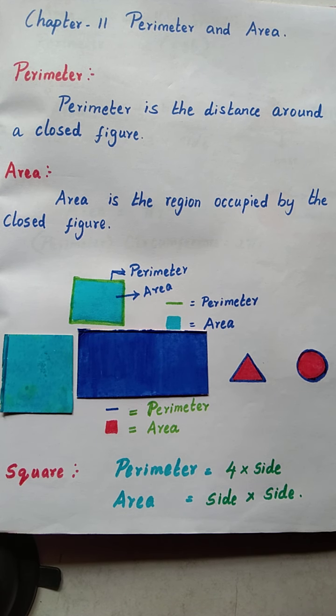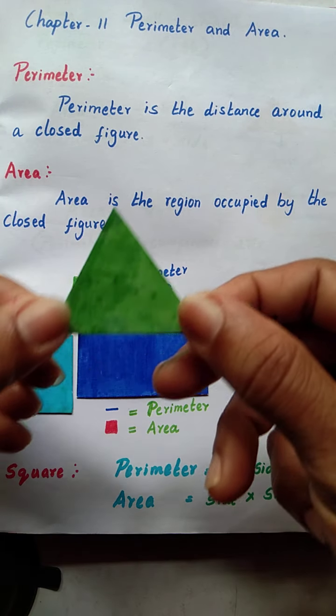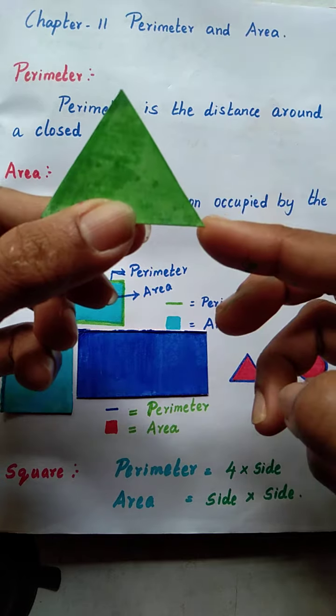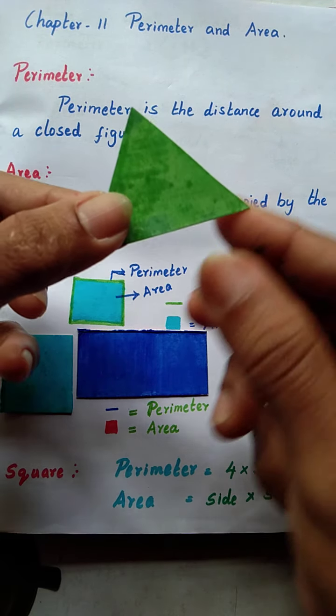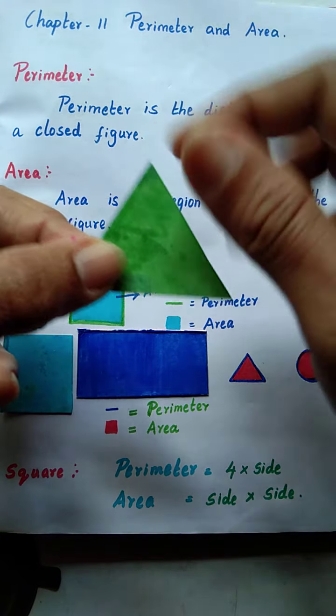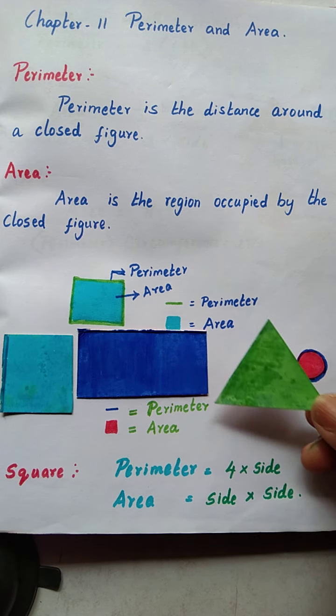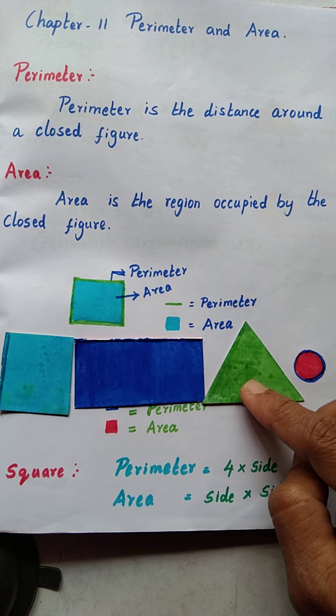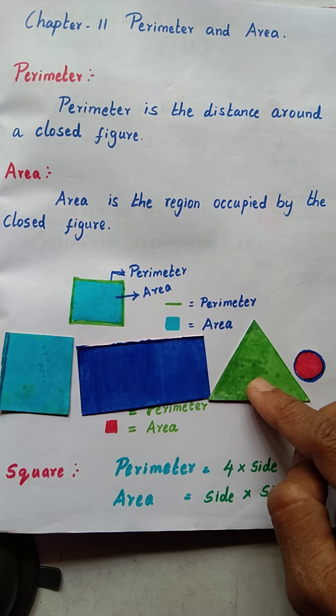Now, let me go to the triangle. So, this is a triangle. You can see this triangle. How many sides are there in this triangle? 3 sides. 1, 2 and 3. These 3 sides are there in a triangle. And this green shaded part we will call the area. Right? Understood, children?